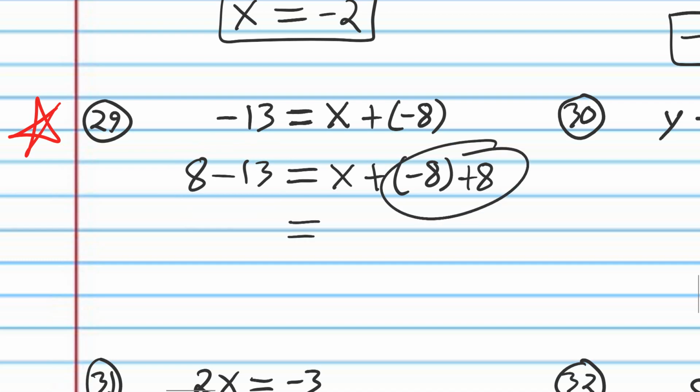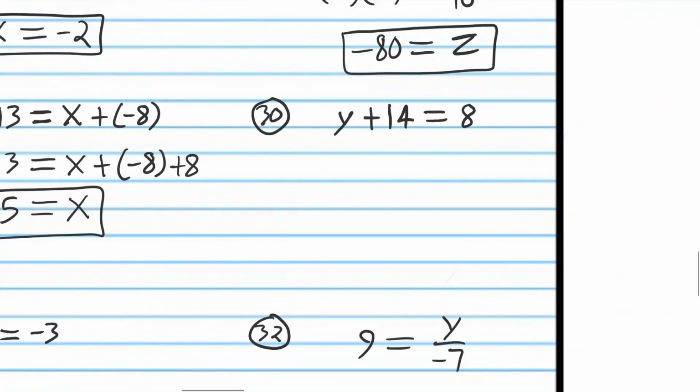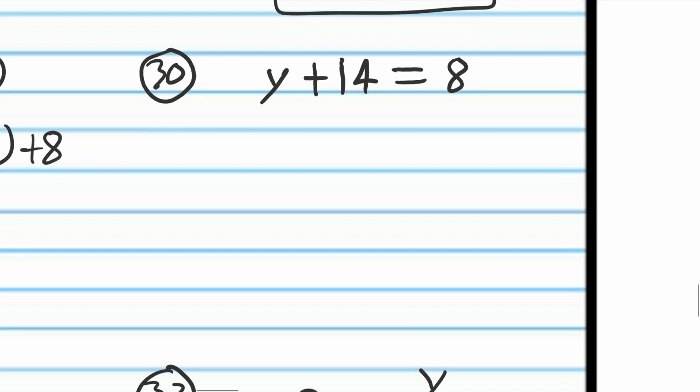So these cancel out, and you're left with x. And 8 minus 13 is negative 5. So the answer is negative 5. All right, so why don't you try number 30, and when you come back, we'll do it together.